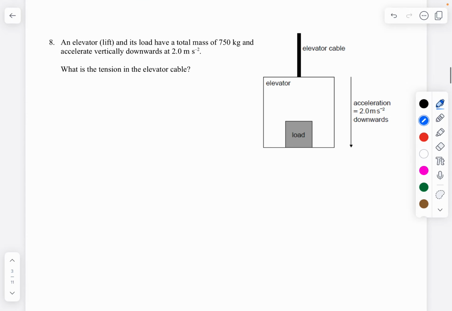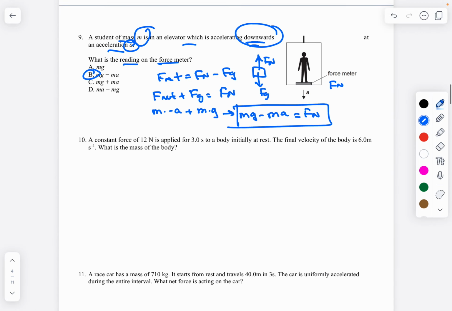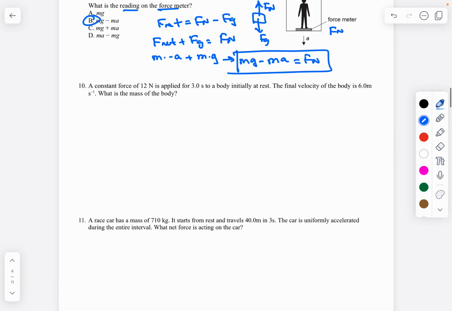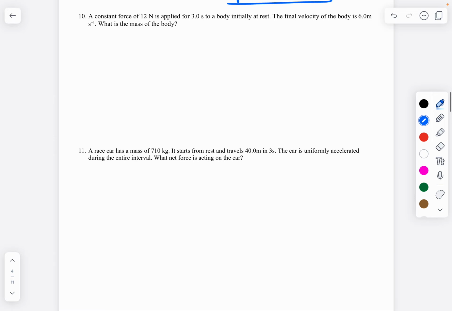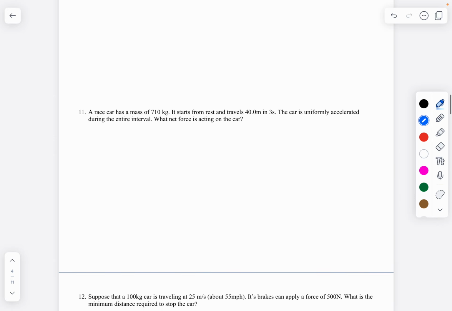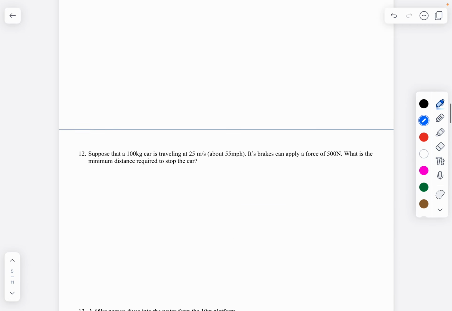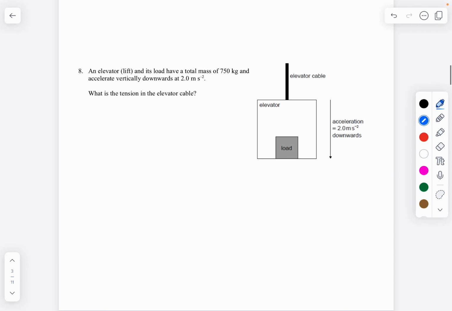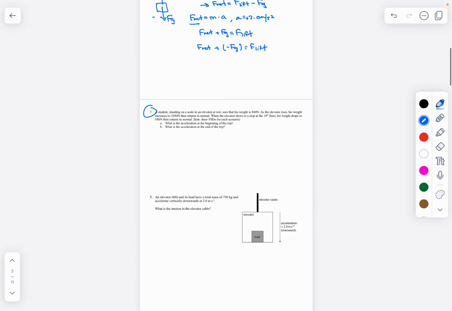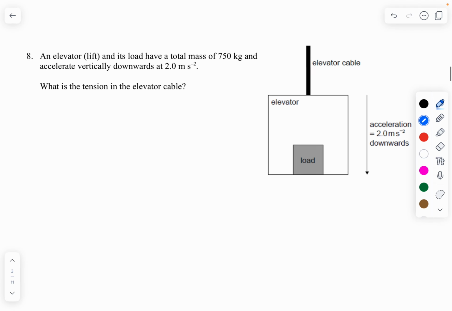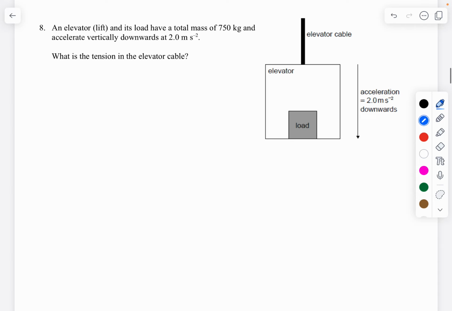All right, let's look at this number 8, and then I think, yeah, okay, let's look at number 8. Okay. I don't know how long I've been recording. Let's do number 8, and then I'm gonna probably stop here.